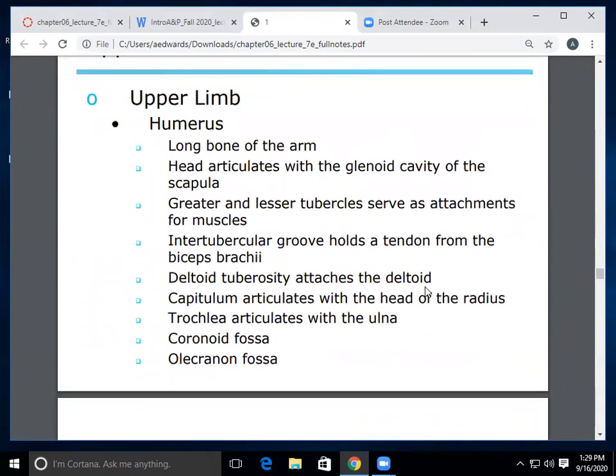All right, let's talk about the upper limb. We don't say arm, we say upper limb. The humerus is a long bone in the arm. As we said before, the head articulates with the glenoid cavity in the scapula. I don't want to read all that to you, but you have different structures here, with greater and lesser tubercles, intertubercular groove, and tuberosities. But basically, it's a long bone in your arm.